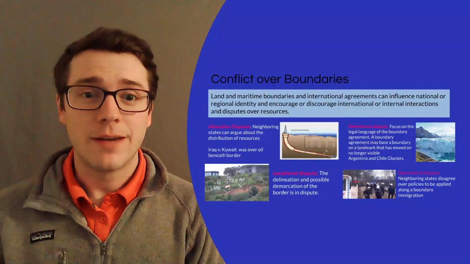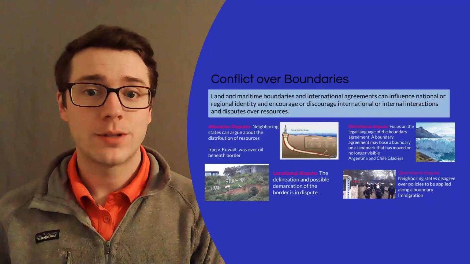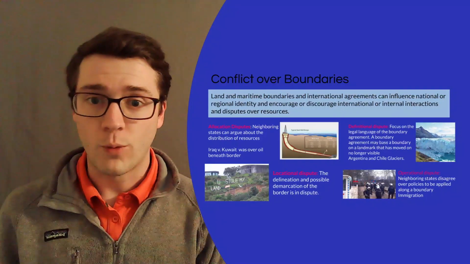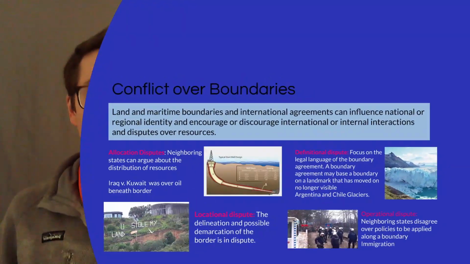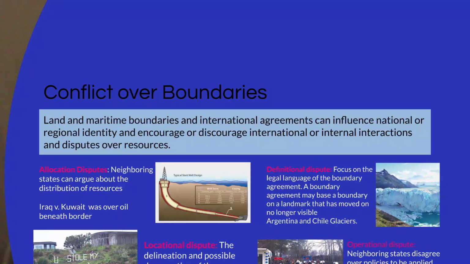It would be nice if boundaries were always clearly laid out and there was never a dispute over what the boundary is, but often in the real world, that is not the case. We see that there are a lot of conflicts over boundaries, and we're going to go into all 4 of those. Land and maritime boundaries and international agreements can influence national or regional identity and encourage or discourage international or internal interactions and disputes over resources. So those disputes often lead to these issues over different boundaries. So let's go through them.